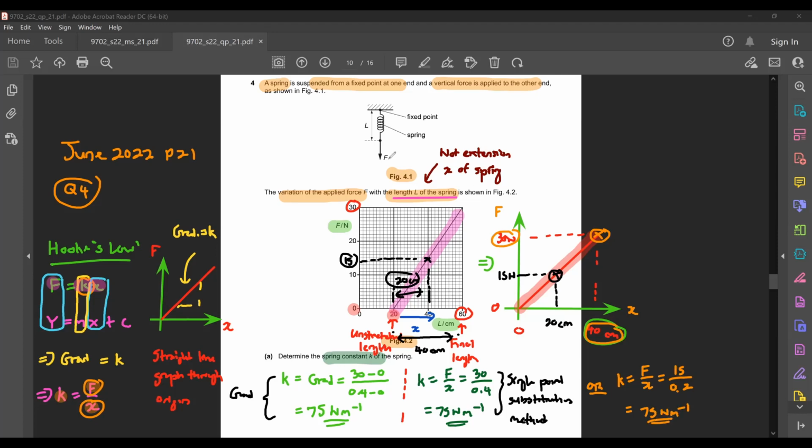All right. So it doesn't matter which point we pick, as long as the point is on the graph itself. So this is what makes single point substitution very useful. As long as you know the point on the graph, you will be able to find out the spring constant. Okay. So this one is for this question. Then I move on to the next one.